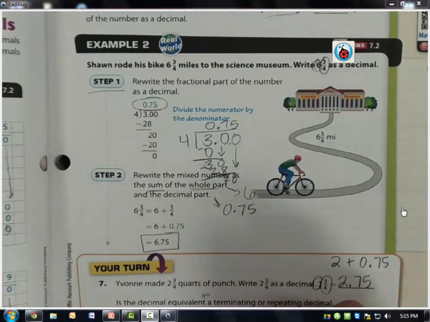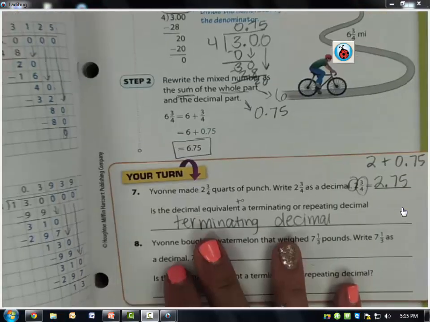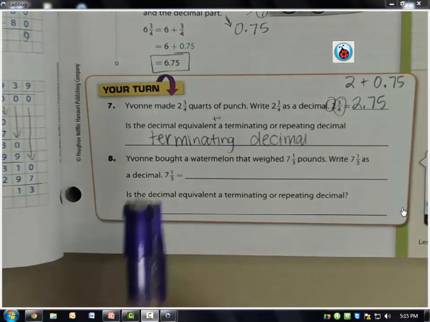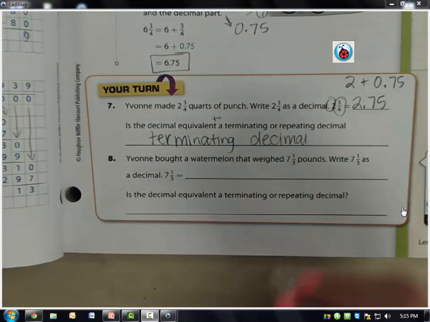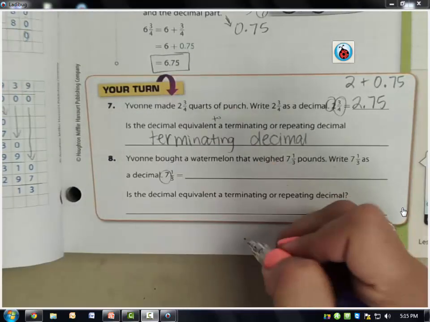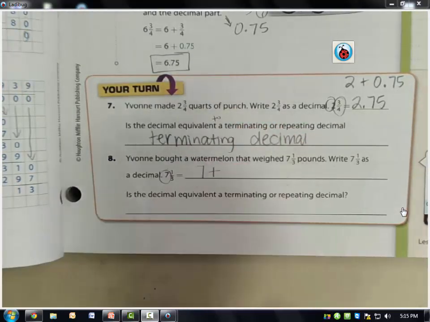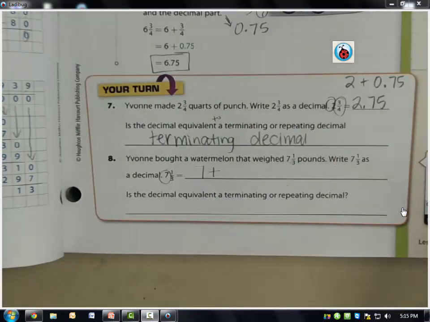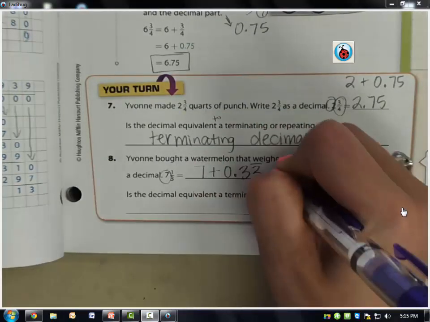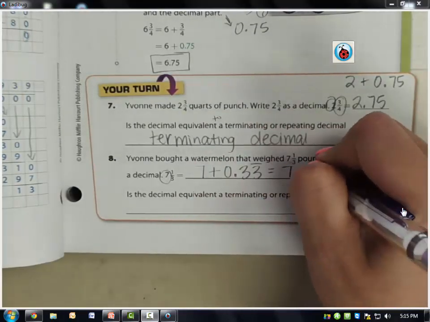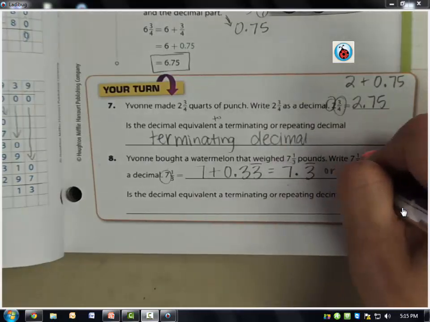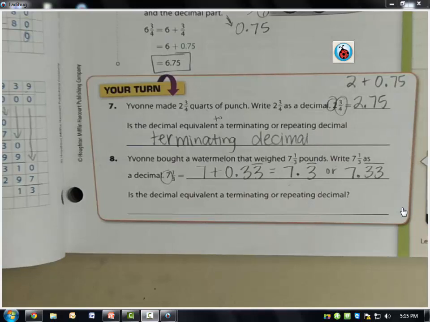Yvonne bought a watermelon that weighed 7 1/3 pounds. Right, 7 1/3 as a decimal. Well, you know you have 7 plus 1/3 as a decimal. If you divided it out, you should have got 0.33 repeating, which will be equal to 7.33 repeating. Is the decimal equivalent to a terminating or repeating decimal? Yes, it is a repeating decimal because it goes on forever.